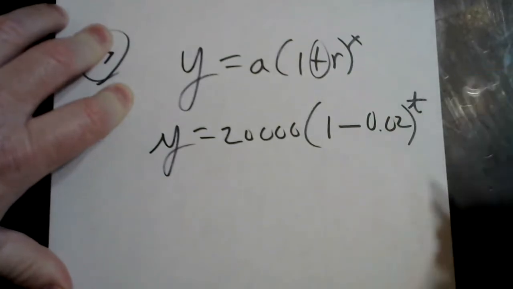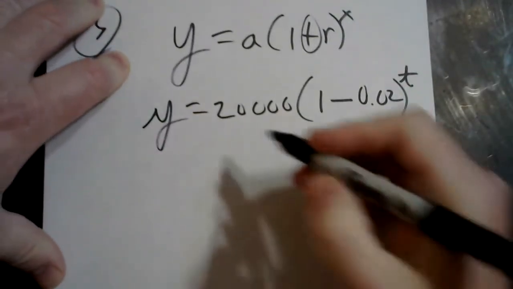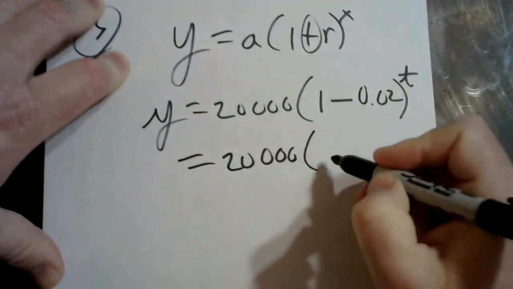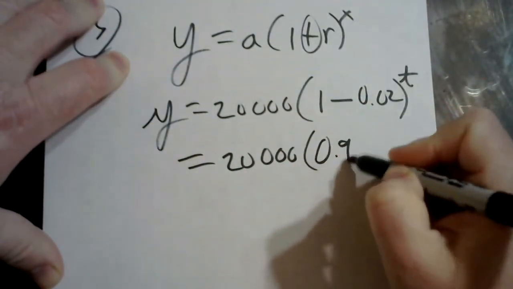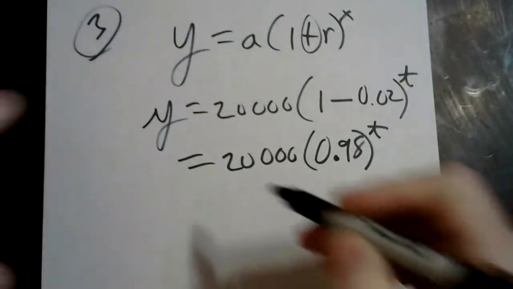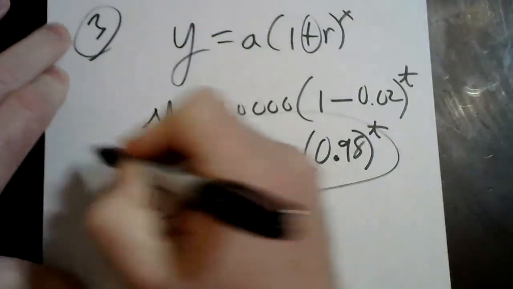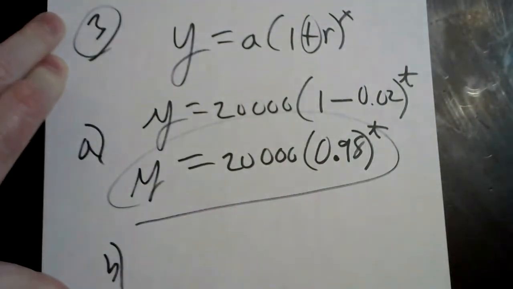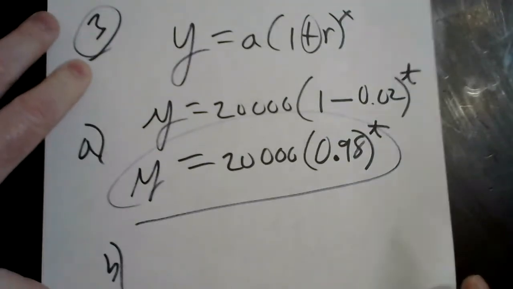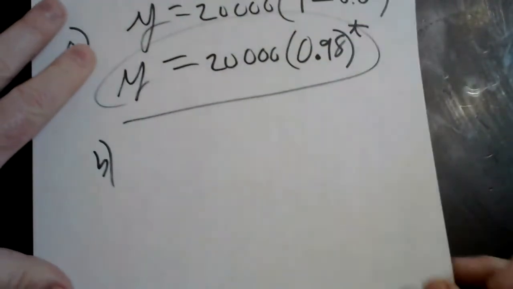And I'll just go ahead and put a T there just like I did on the last problem. And I believe on the computer you have multiple choice options. But this should be 0.98 to the T power, the exponential part of that function. So that's the answer for part A. So just remember, if it's exponentially decreasing, you have to subtract that R instead of add it.